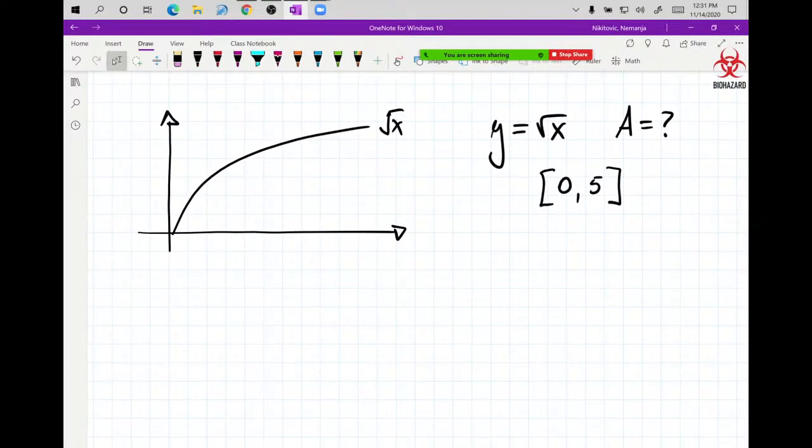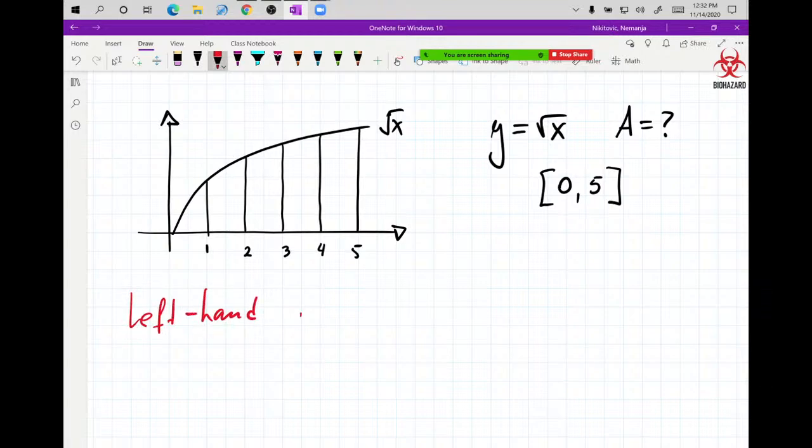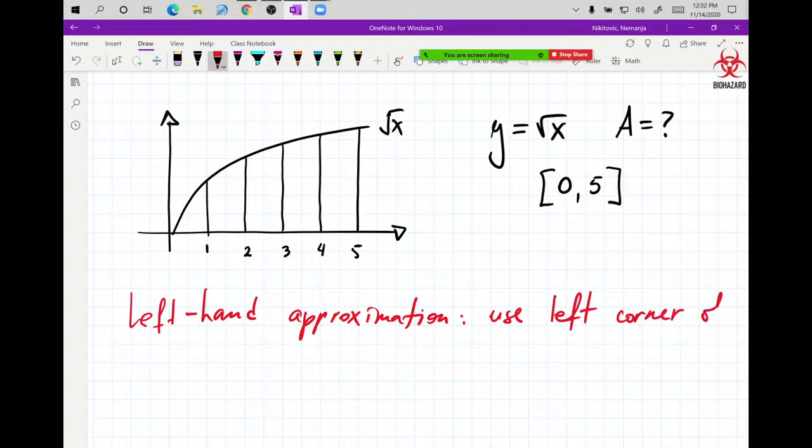Okay. Well, let's be creative. If I can't solve the function, can I make it somehow easier for me to solve it? Well, I'm going to partition this function at every one of these integers. So here's my 1, 2, 3, 4, and 5. And then I'm going to say left hand approximation. Use left corner of each rectangle. Well, that's a left corner, and that's going to create a zero rectangle. That's a left corner creates this rectangle. That's a left one. That's a left one. And that's a left one.